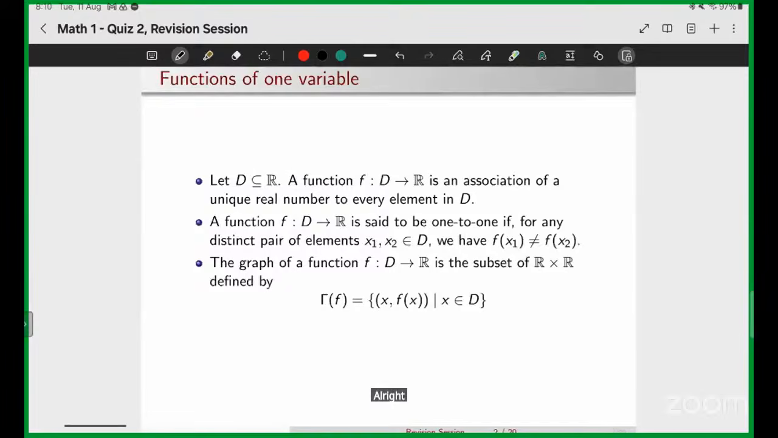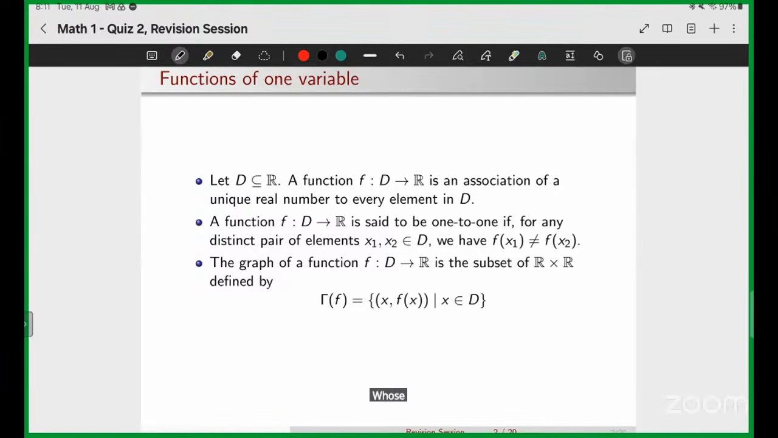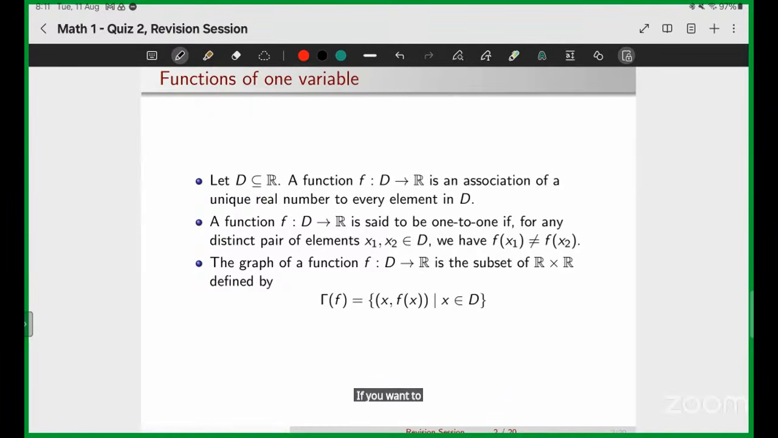All right. So throughout the session, we'll be dealing with one variable functions. In general, you can define a function from any set to any set, but the functions that we'll be dealing with will be functions whose domain is a subset of R and whose codomain is also R. So as is the definition of a function, this means that to every element of D, you associate a real number.